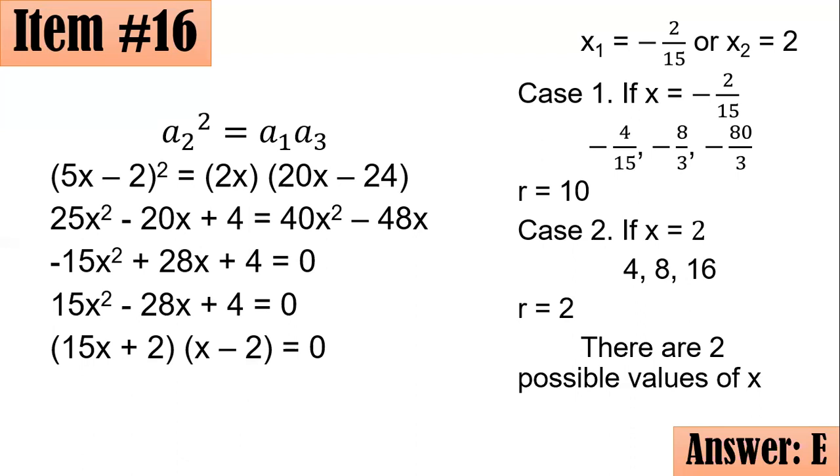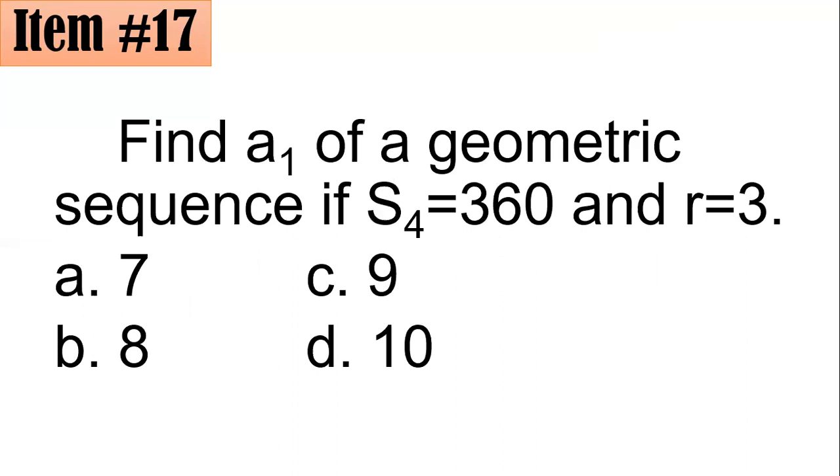Okay. Number 17. I hope you got this right. Find A sub 1 of a geometric sequence if the fourth term is 360 and if the ratio, or the common ratio, is 3. Be careful: if you're talking about a geometric sequence, the R is understood to be the common ratio. Is the first term 7, 8, 9, or 10?